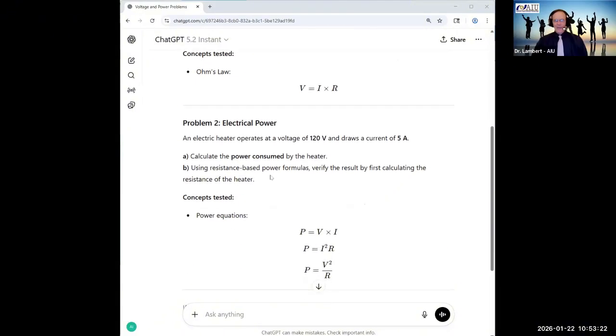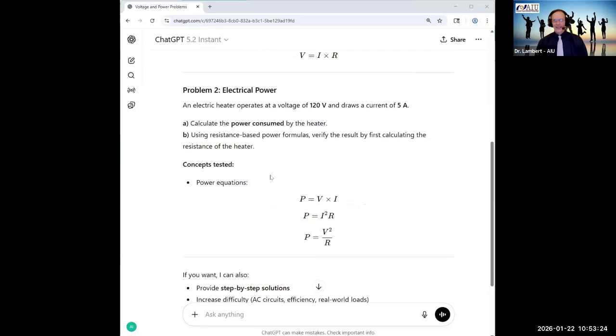Okay, let's go to problem number 2 for electrical power. An electric heater operates at a voltage of 120 and draws a current of 5 amperes. Calculate the power consumed by the heater. Okay, so we know that power is the measure of voltage times the current.